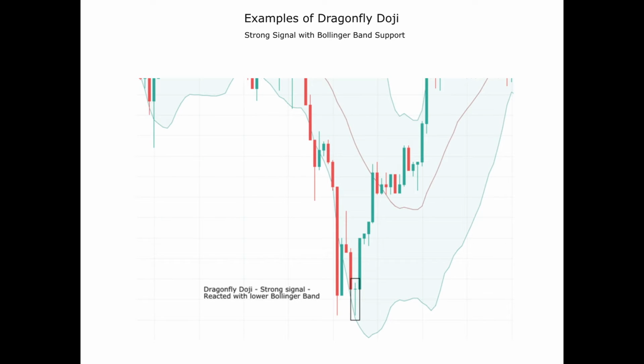Moving on, the following is an example of a strong signal with Bollinger Band support. In this example, just like with the support level, we see the Dragonfly Doji reject the lower prices. In addition, reacting to the lower Bollinger Band, which means that at that point price was 2 standard deviations away from the mean, red moving average, and would, therefore, potentially revert to the mean in the near future.